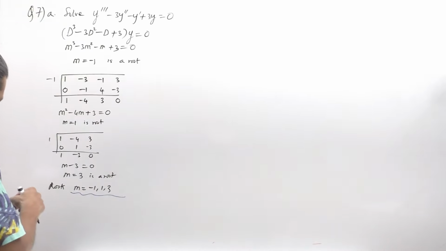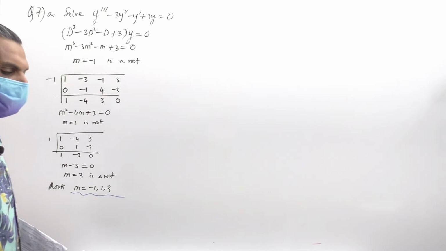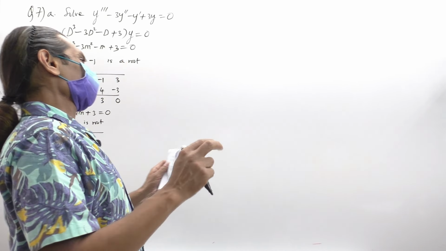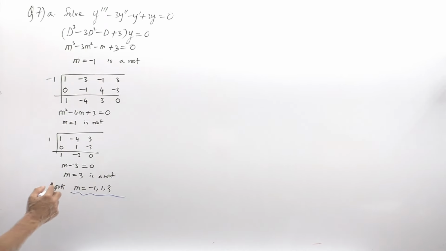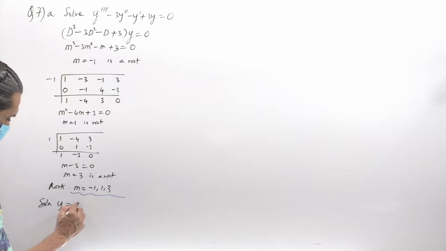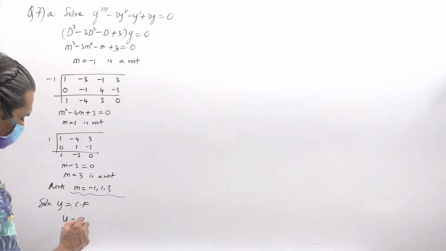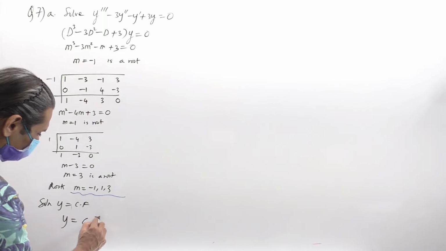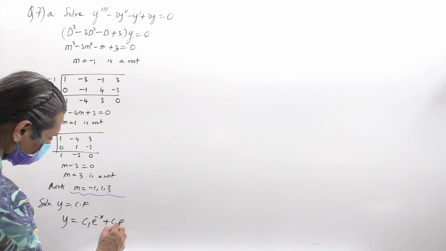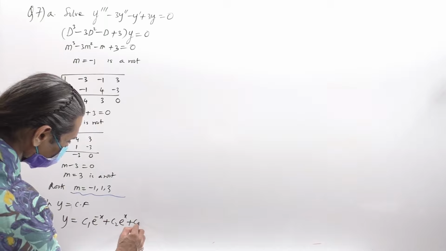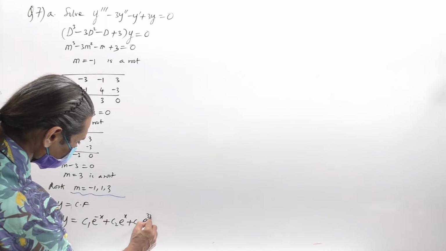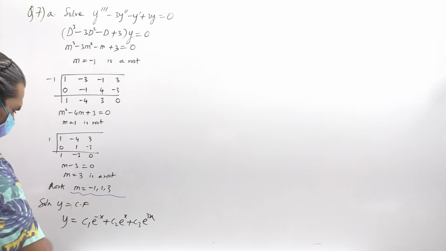So we have the roots, all real and distinct. Therefore, the solution is y equals CF, because the right side is 0. So for the distinct roots minus 1, 1 and 3, y is equal to C1 e raised to minus x plus C2 e raised to x plus C3 e raised to 3x. That's the answer. That's all.